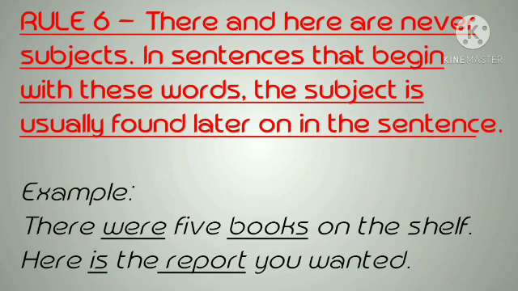Rule number 6. There and here are never the subject. In sentences that begin with these words, the subject is usually found later on in the sentence. For example, there were 5 books on the shelf. The word there will only pinpoint the books. So therefore, books is plural, so our verb will also be plural, and that is were. Again, here and there will just pinpoint or tell you where your subject is.